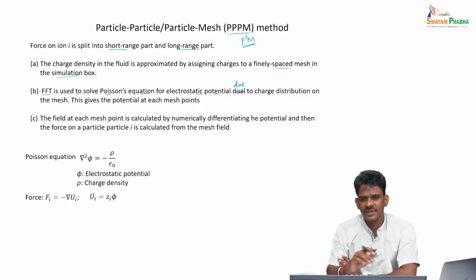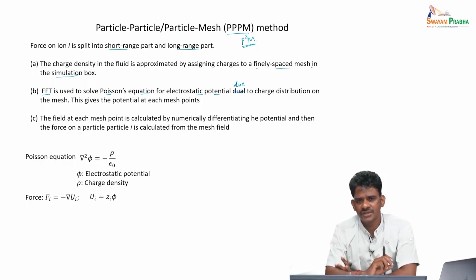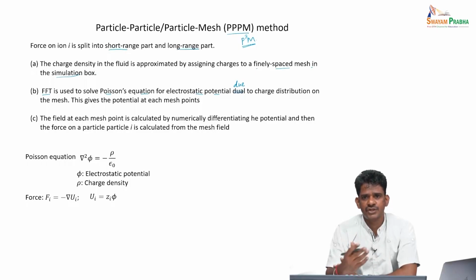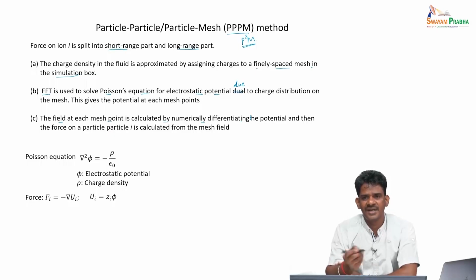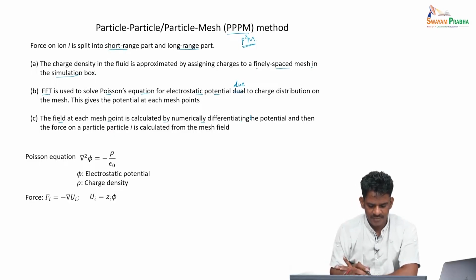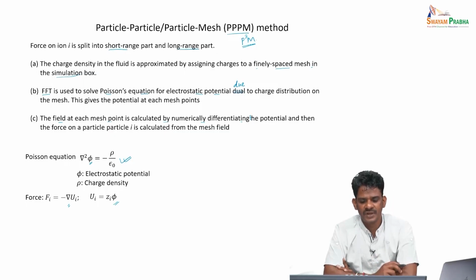So, once we have discretized the space and put the charges on those specific points, then we can use the fast Fourier transform method to solve the Poisson equation, which gives us the distribution of potential in that spatial domain. And then the field at each of those points can be calculated numerically by differentiating the potential, and then the force on the particle and the energy on the particle can be calculated. Basically, we solve the Poisson equation, and once we have the potential, we can calculate the energy and we can also get the force. So, the method of P3M works in this particular way.